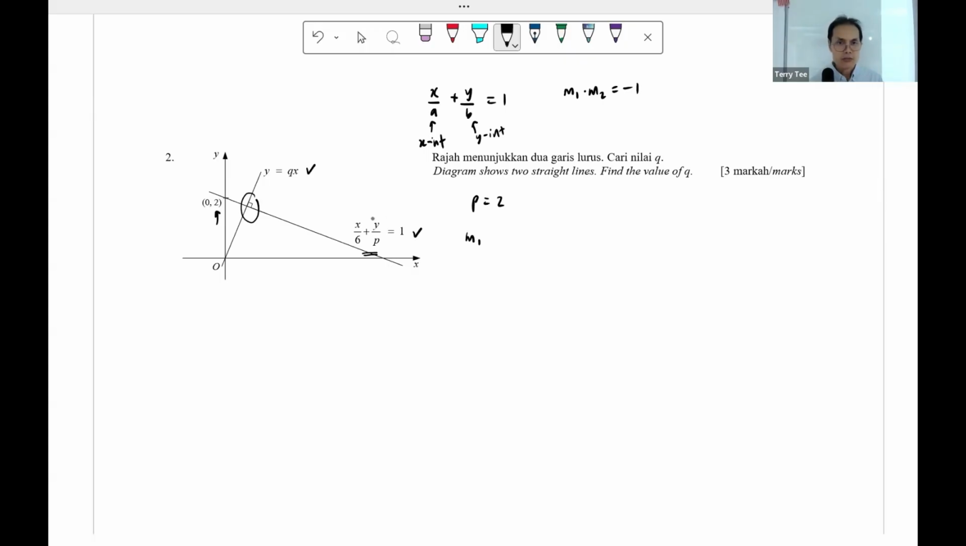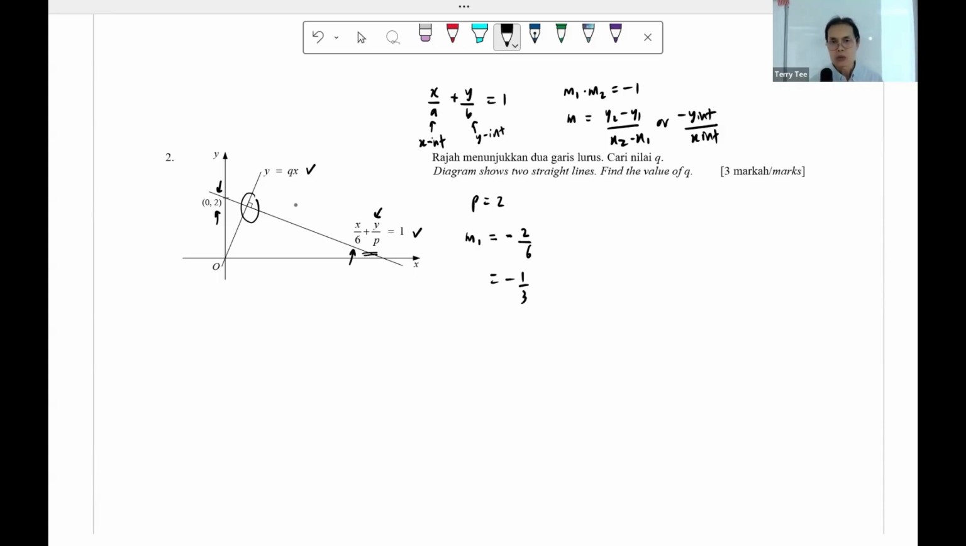Gradient of first line, m1, gradient of this line here, we use negative. Okay, remember this formula now. Gradient, we can calculate many ways. We can use y2 minus y1 over x2 minus x1, or we can use negative y-intercept over x-intercept. I prefer to use this y-intercept over x-intercept because I know my y-intercept. My y-intercept is 2. So I put a negative 2. I know my x-intercept, guys. What's my x-intercept? Your a x-intercept is 6. So your m1 is negative 1 over 3.